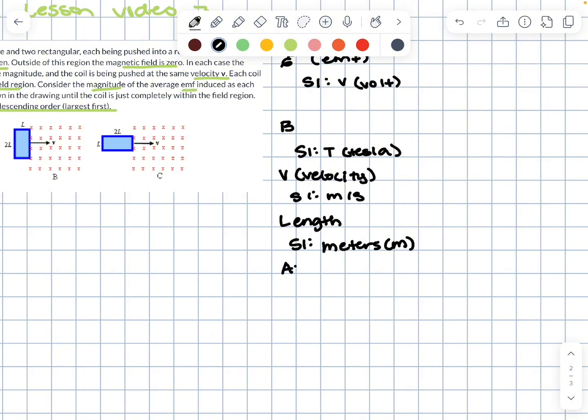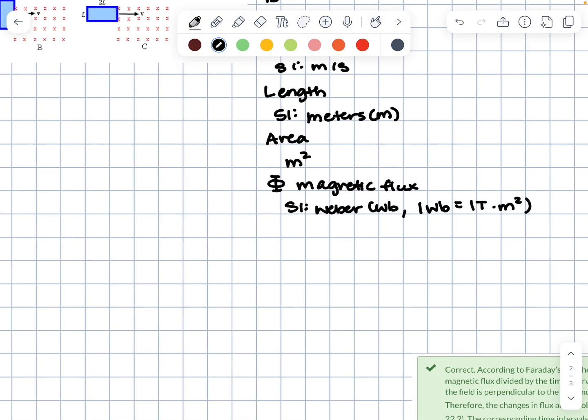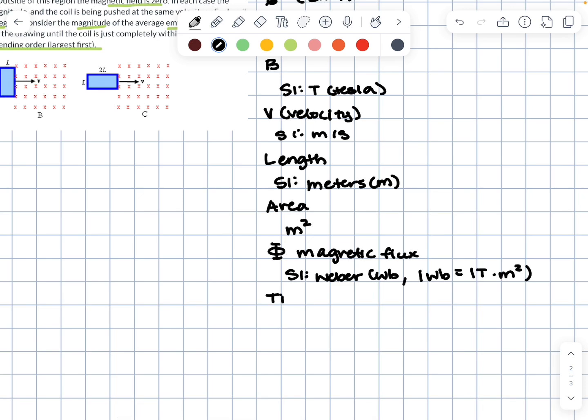And then we have area, which here is square meters, or meter squared. And then our magnetic flux, which we'll see in a second, is shown like so. This is magnetic flux, and it's measured using webers. And then 1 weber equals 1 T times meter squared. Okay. And then last but not least, we have time, or the change in time, which is delta T. And SI units for time are seconds.